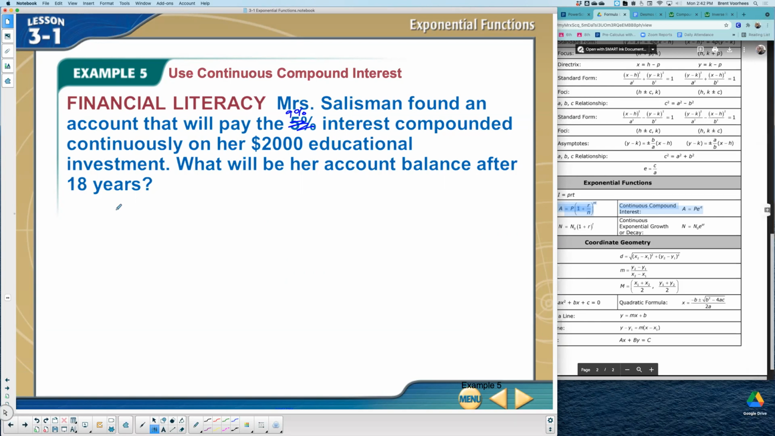Let's look at how close or how different the values are between doing this daily and continuously. There's really not that big a difference between daily and continuously. But here's our formula, A equals P E to the r t, as you'll hear me say. So we plug in 2,000 times E, which means it's happening all the time. The rate is 9%, so it's 9 divided by 100, times the number of years, which was 18.